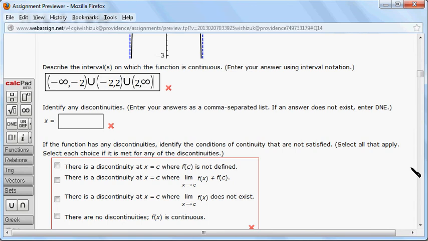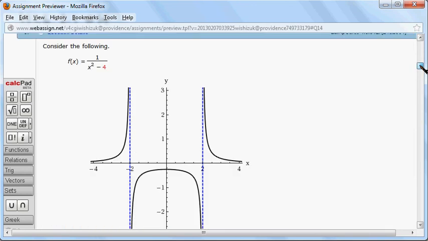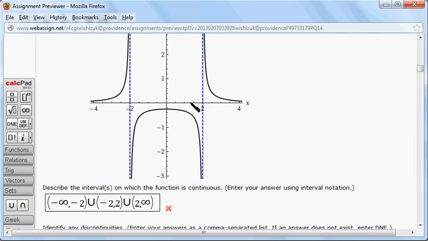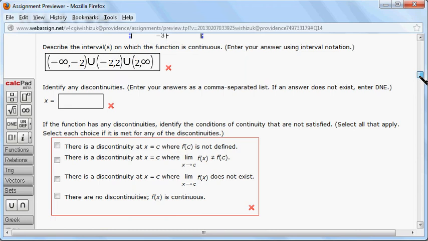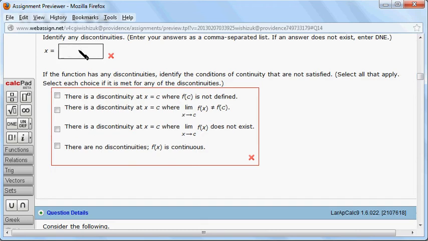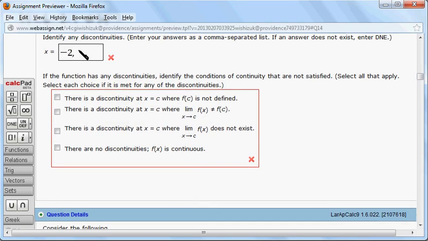Okay, the discontinuity is at -2 and +2. So we type in -2 and +2. If the function has any discontinuities, identify the conditions of continuity that are not satisfied.